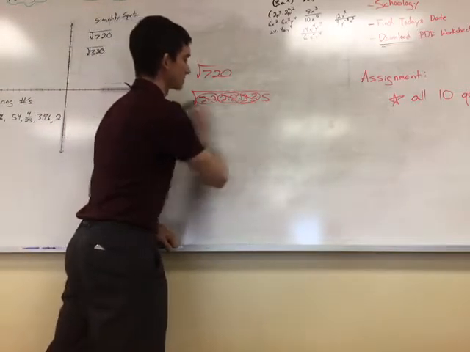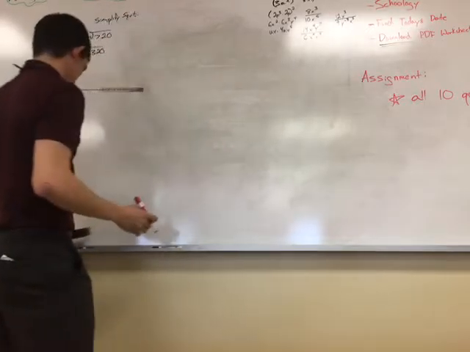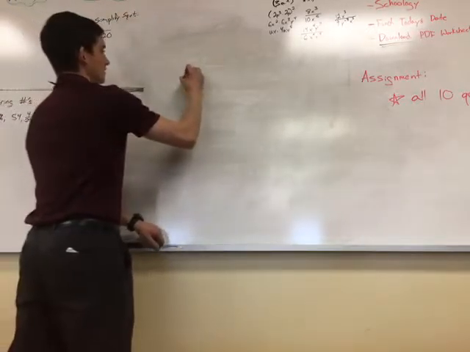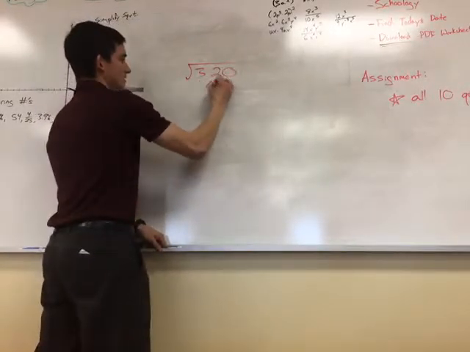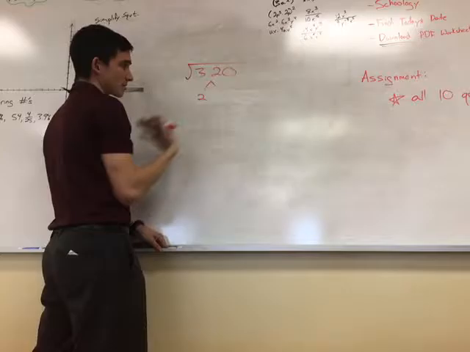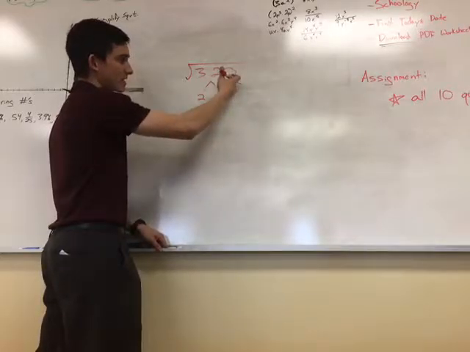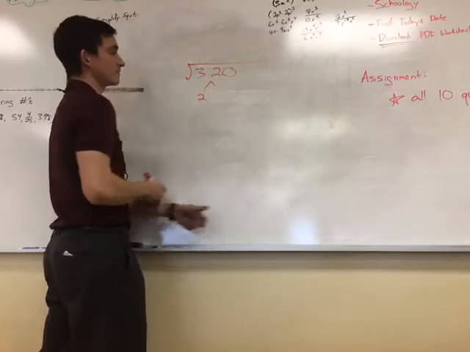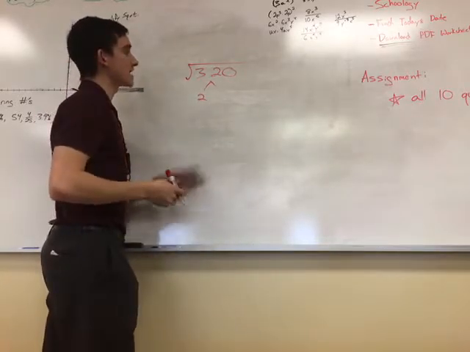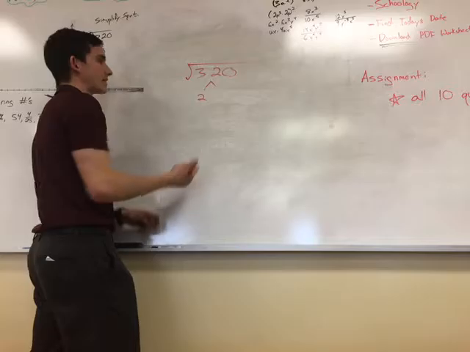So let me do one more example. Square root of 320. It's even, so I'm going to divide by 2. You can divide by 3, maybe. You can divide by 5. Actually, you can't divide by 3, but you can divide by 5. There's a lot of prime numbers that you actually can divide by. I like using 2 when I see an even number.